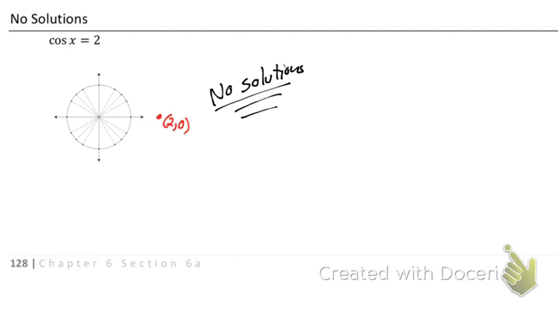In other words, cosine has to be somewhere between negative 1 and a positive 1 for us to have a solution. Same thing with sine. So if it's ever too big, we just need to put no solutions. Basically, if you can't find it on the unit circle, there's no solutions.